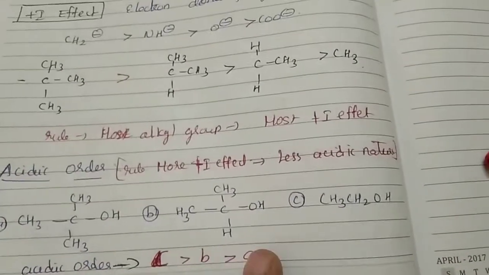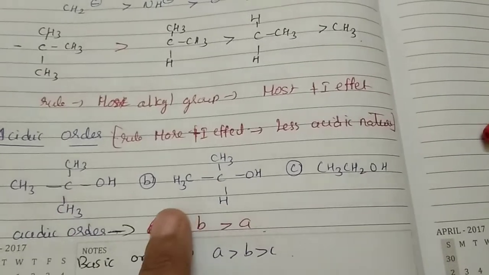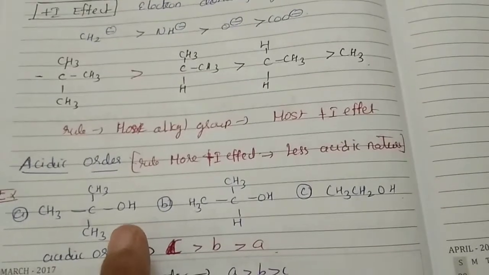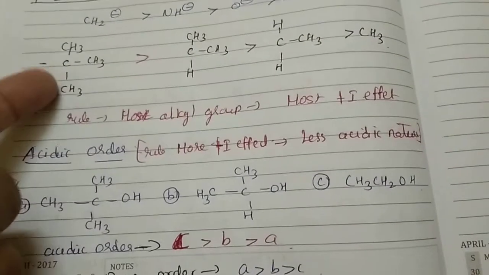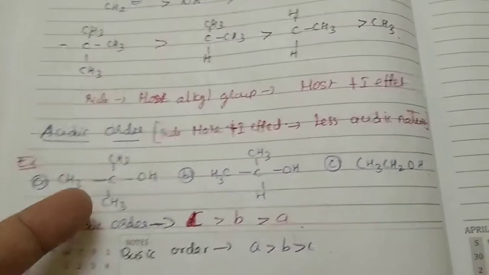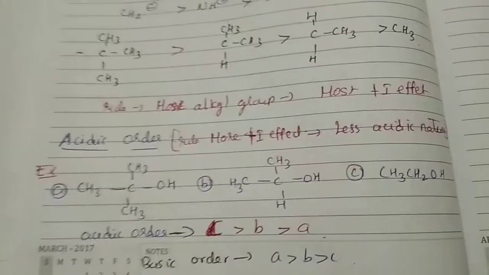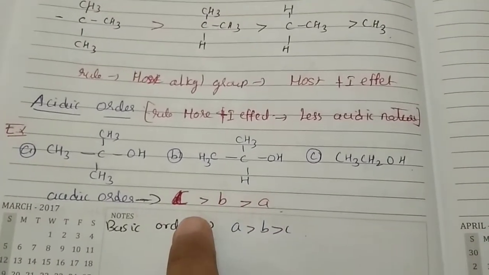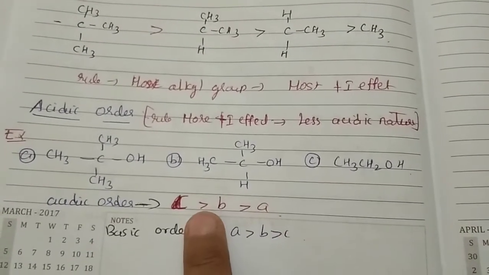So this is the example. This is the tertiary alcohol, secondary alcohol, primary alcohol. So in this example, which shows more plus I effect? We already know that more number of alkyl groups shows more plus I effect. So this shows plus I effect more, then this, then this. So what is the rule? More plus I effect, less acidic nature. So C will come first, then B, then A. So A is less acidic, and then B and C.